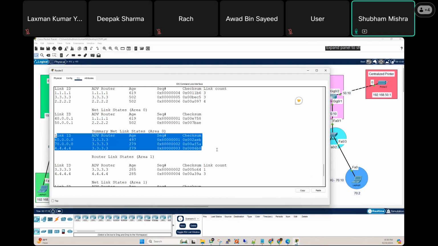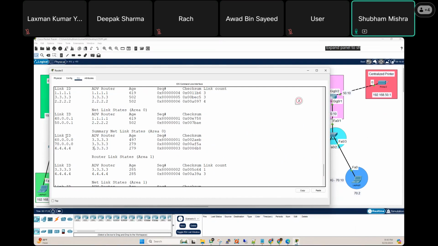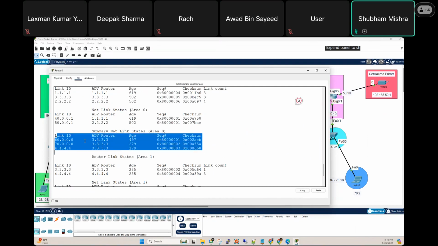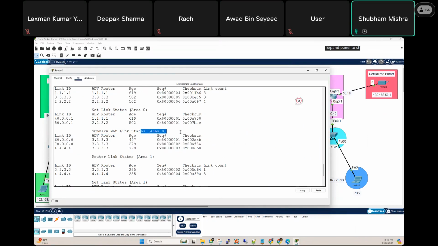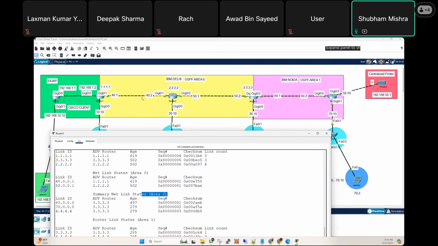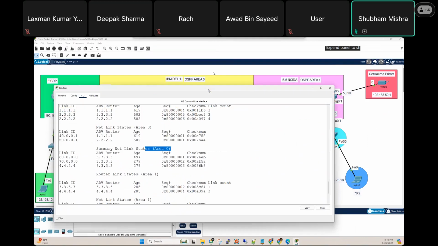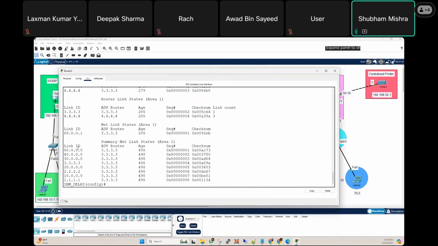I told you in yesterday's class also, basically, routers share the database, and routers run the SPF algorithm and maintain the data in which table? The database table. So that's the reason you are able to see 60, 70, and 4. These network information are in which area? Area 0. Similarly, this one, 50, 40, these networks you will see where? In area 1.